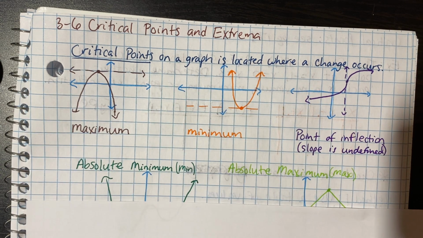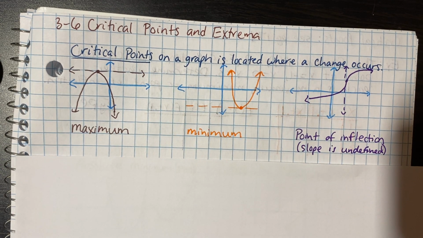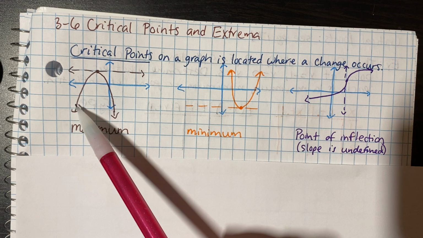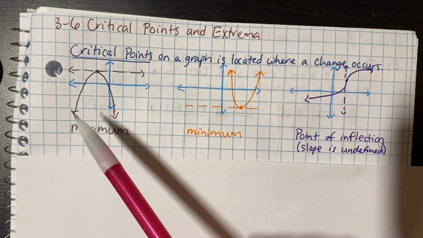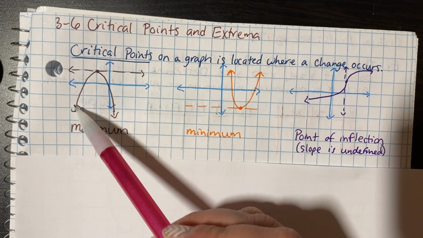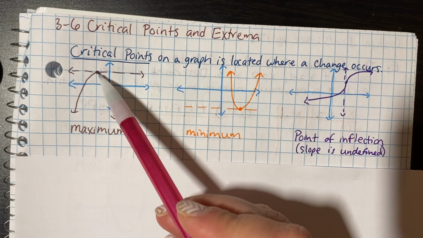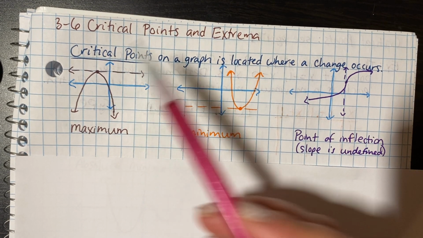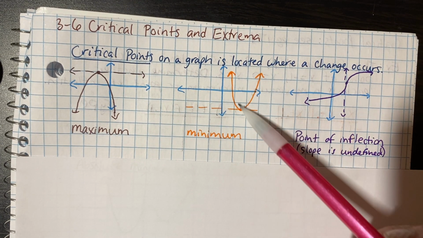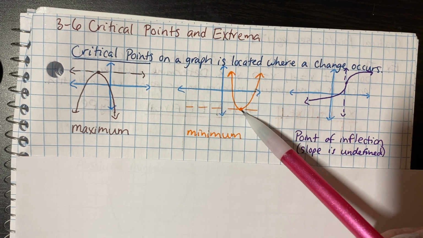So for example, we go from increasing to decreasing. That right there would be a maximum. We go from decreasing to increasing. This right here would be a minimum.